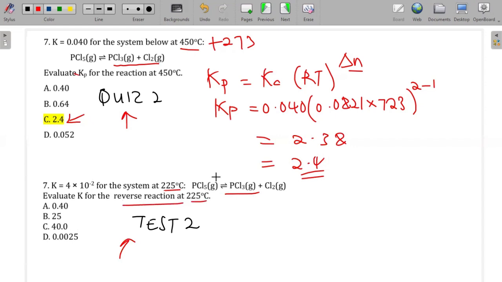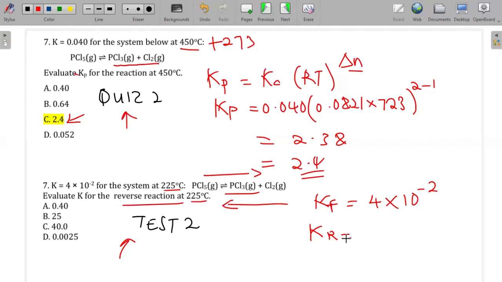So the forward reaction is when you're moving from this side going to that side. So the K for the forward reaction, we can even write it as K forward, has been given as 4 multiplied by 10 to the power minus 2. And then now they want us to find the K for the reverse, meaning starting from here, going this side.